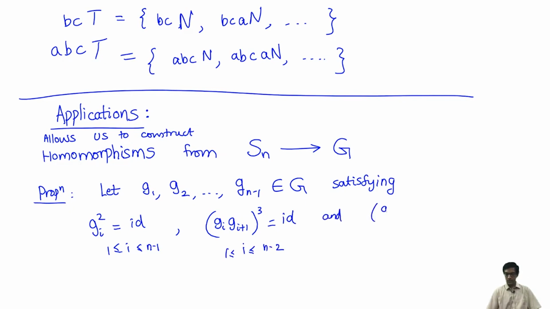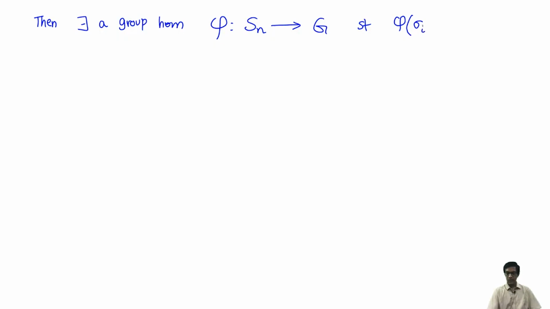And the third set of relations, which is (gi gj) whole squared, is the identity for all j at least i+2, and between 1 and n-1. So in other words, I find n-1 elements of my group G which satisfy the same relations that my generators of Sn are supposed to satisfy. If I can do this, then I am guaranteed there exists a group homomorphism from Sn to my group G which sends the corresponding elements: sigma i to gi, where sigma i are the transpositions, where sigma i is just (i i+1).